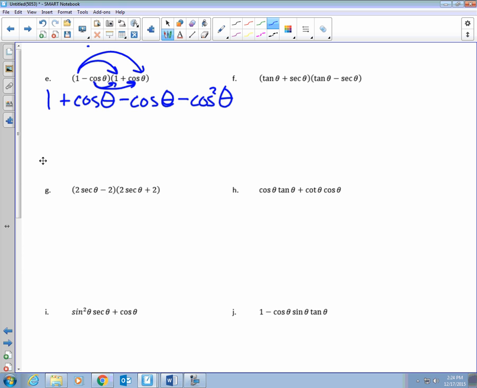What happens to the pieces in the middle? They go away. They take a vacation to Hawaii. And we're left with 1 minus cosine squared. Oh, hey, what is 1 minus cosine squared?